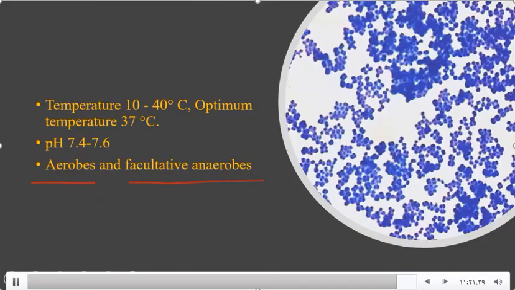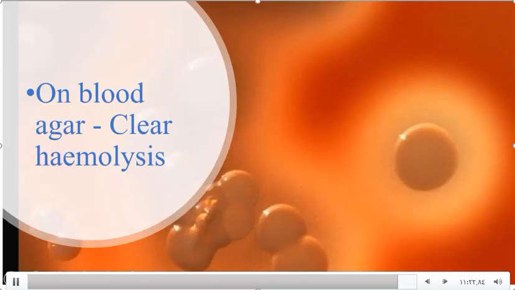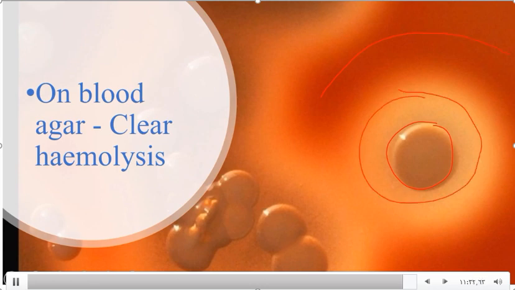The next characteristic is that it produces a clear zone of hydrolysis. Here you can see this is Staphylococcus aureus on blood agar, and this is the clear zone of hydrolysis. In the blood agar, Staphylococcus aureus can produce a clear zone of hydrolysis.